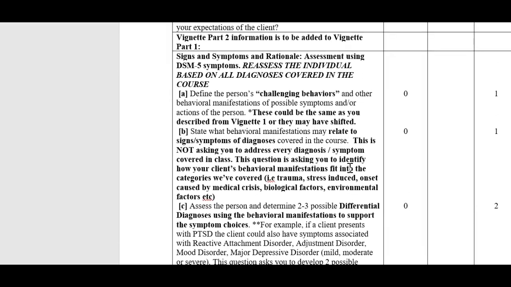So after going over Vignette 1, you reassess the client, like in your mind, right? So you think about what still stands to be true and what's shifted, okay? When it says look at challenging behaviors, these are already defined from Vignette 1. You can move that paragraph here if you'd like. You can just move it in your Word doc. That's fine. But you want to look at whether anything about the behaviors has shifted, okay?